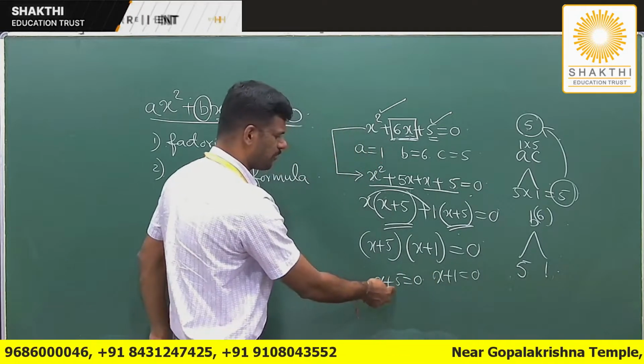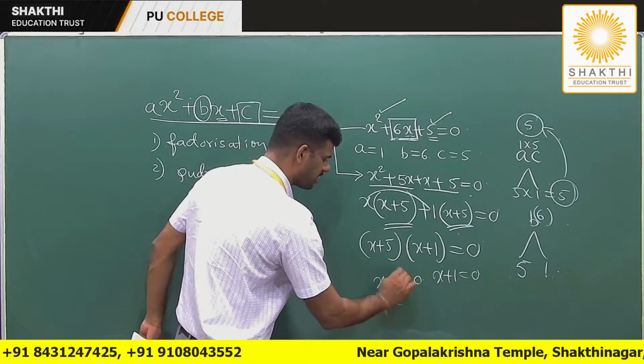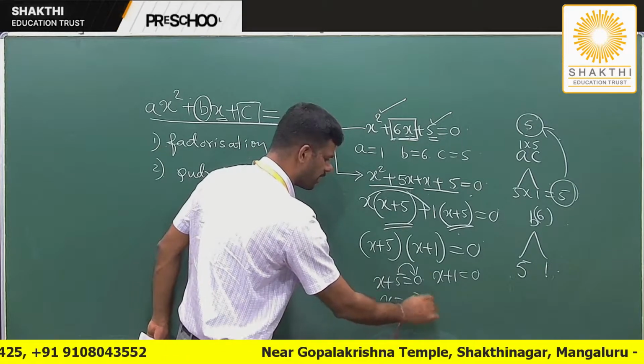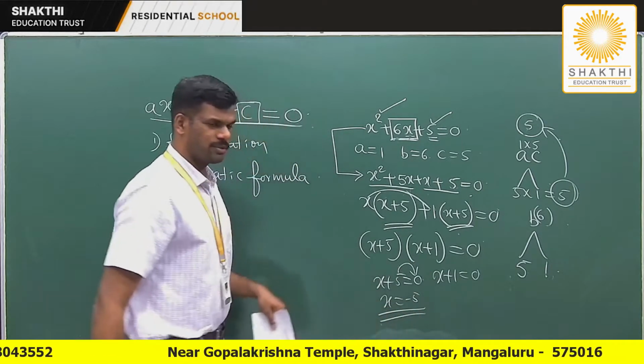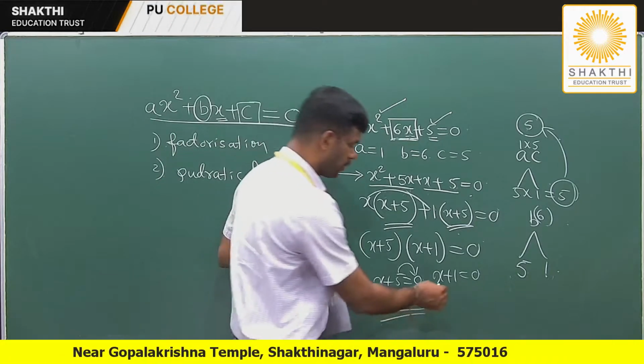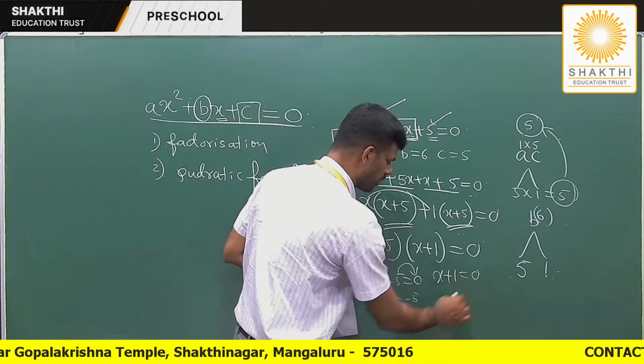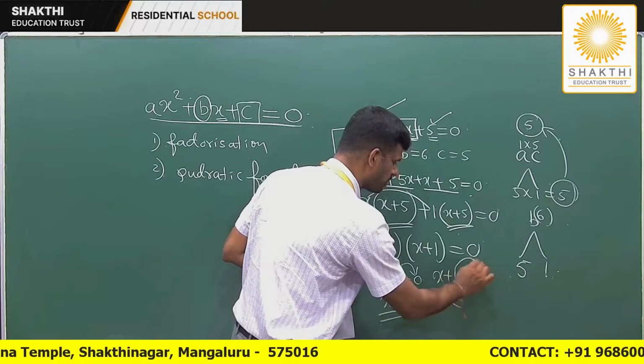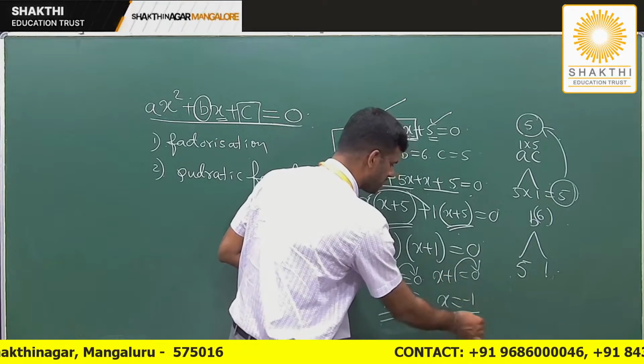If x plus 5 is equal to 0, I say 5 goes to the other side, you get x is equal to minus 5. And if x plus 1 is equal to 0 and I shift this 1 to the other side, I get x is equal to minus 1.